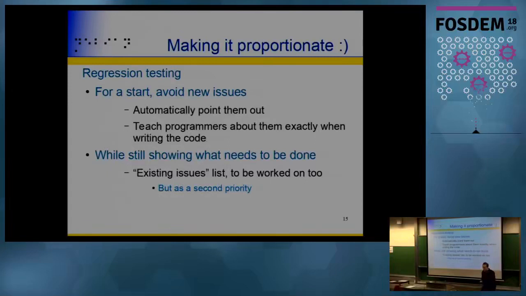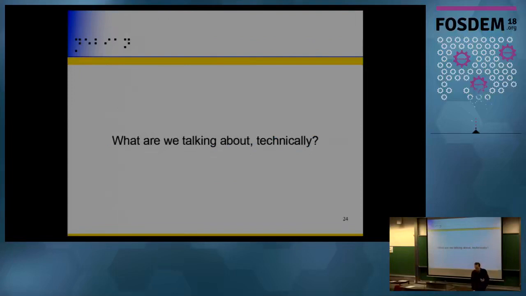So we will propose regression testing. There are two things. For a start, we want to avoid introducing new issues. Everything that is developed nowadays should not have accessibility issues, by pointing them out as soon as possible in development. While the programmer is programming, the tool tells them, oh, this is bad, this is bad, this is bad. Here is how you should fix it. And then the programmer learns, and will not make the mistakes again. That's an extremely important thing, to not go backwards. Make sure that we don't have new issues. While we still have the old issues that we have to work on, so we have a list, and we have to work on it, but it's a second priority after making sure new things don't regress. So what are we talking about technically?